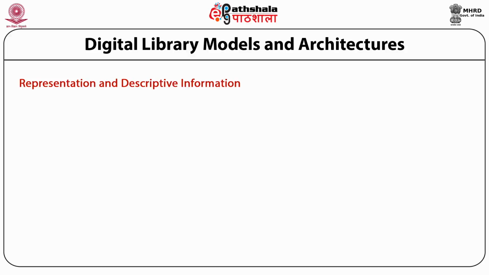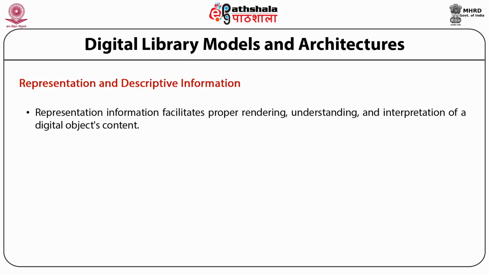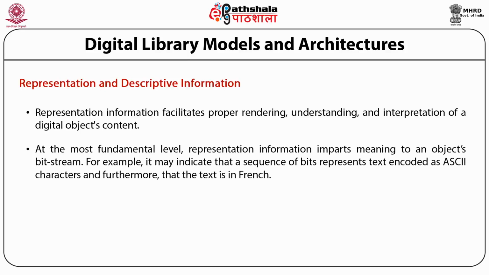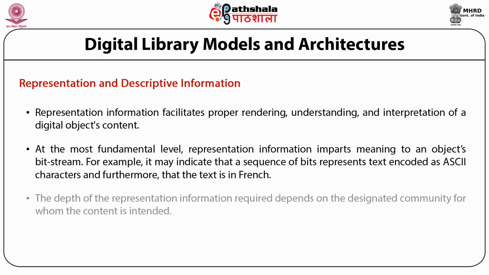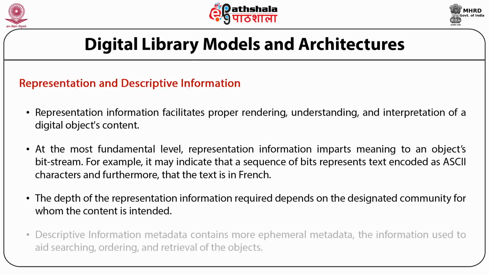Representation and descriptive information. Representation information facilitates proper rendering, understanding and interpretation of digital objects' content. At the most fundamental level, representation information imparts meaning to an object's bitstream. For example, it may indicate that a sequence of bits represents text encoded as ASCII characters, and furthermore the text is in French. The depth of representation information required depends on the designated community for whom the content is intended. Descriptive information metadata contains more ephemeral metadata, the information used to aid searching, ordering and retrieval of the objects.